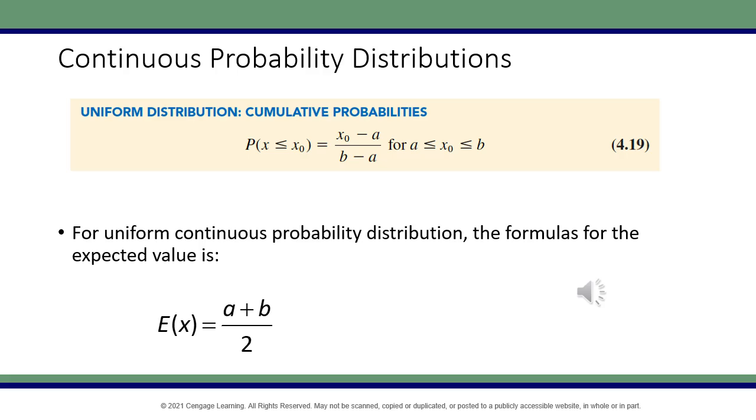Now, let's discuss some important points. For a uniform continuous probability distribution, we have a simple formula for the expected value: (a + b) / 2. This formula gives us the average or mean value of the distribution, which is simply the midpoint between the minimum a and maximum b values.